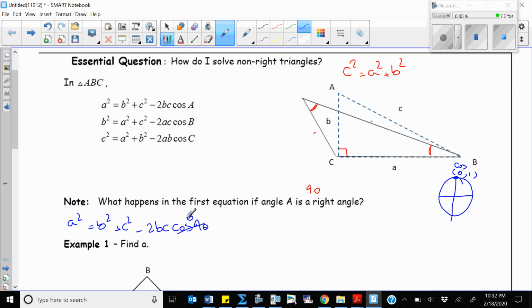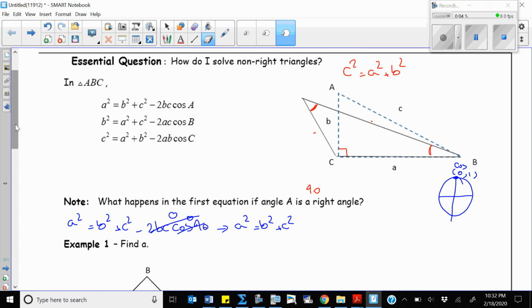And then 0 times anything else is again 0. So this whole part will cancel because it's 0. Then the equation will be a squared equals b squared plus c squared, which is the Pythagorean theorem. So we can say the Pythagorean theorem is just a special case of the law of cosines. When the angle is equal to 90, this part is canceled out, and we are left with the Pythagorean theorem.